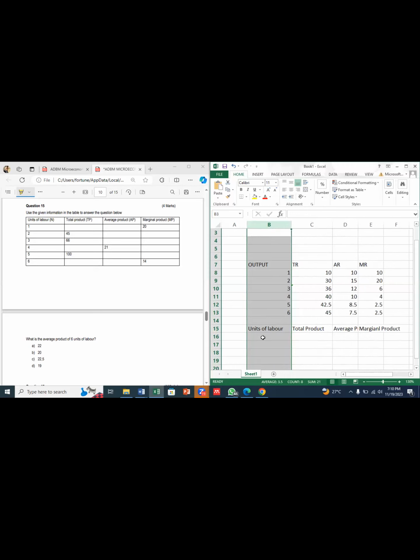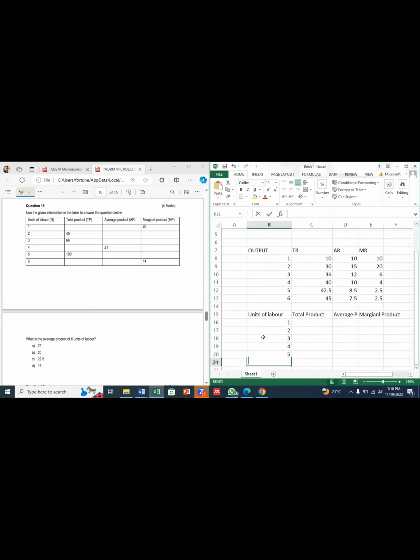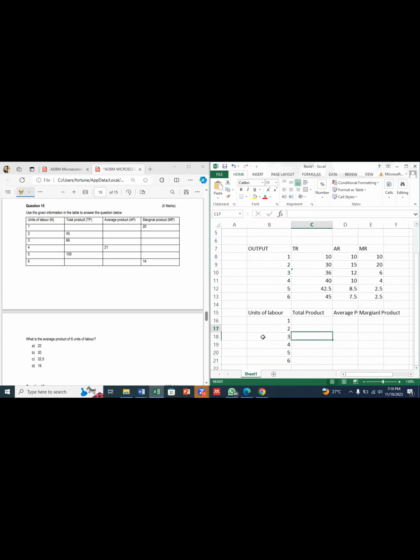All right. Then we've been given the units from 1, 2, 3, 4, 5, 6. Then the total products starting at 45, 66, and 100. Then we have average product of 21 and marginal product of 14 and 20.